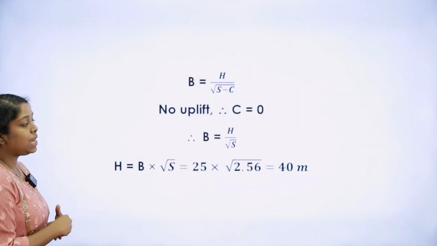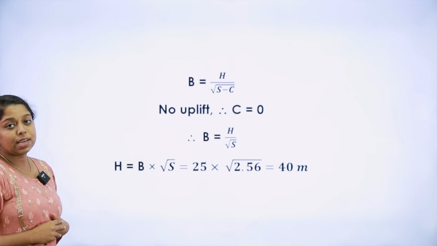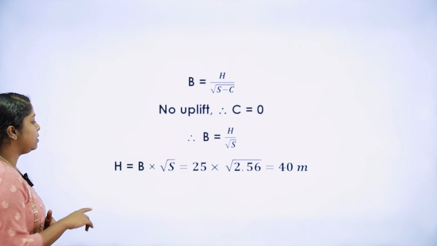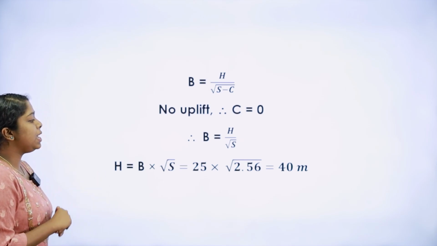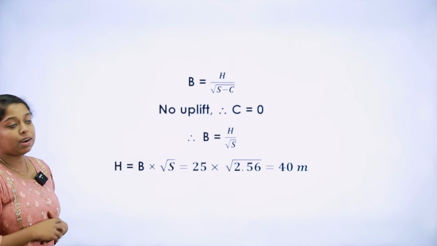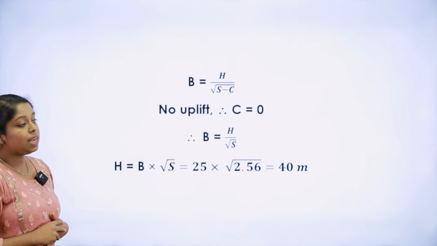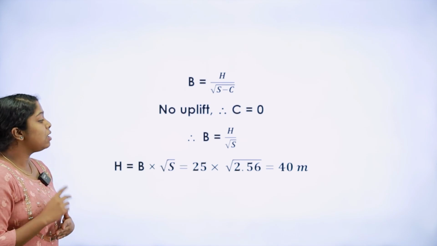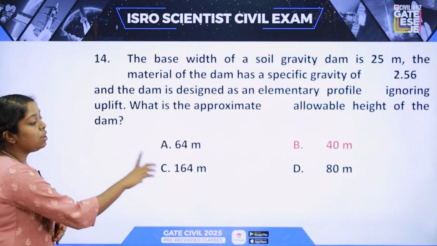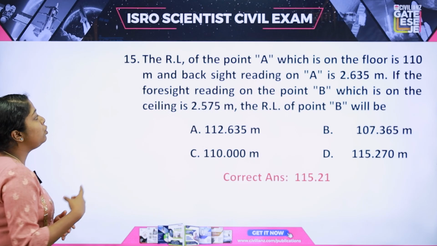So, we know that B is equal to H by root of S minus C. Since uplift is neglected, C is equal to 0. So, B is equal to H by root S and H is equal to B into root S. Here B means the base width which is given as 25 meter, into root S, where S is the specific gravity which is equal to 2.56. So, 25 into root of 2.56 is equal to 40 meter. So, option B is the right answer. Moving on to the next question.